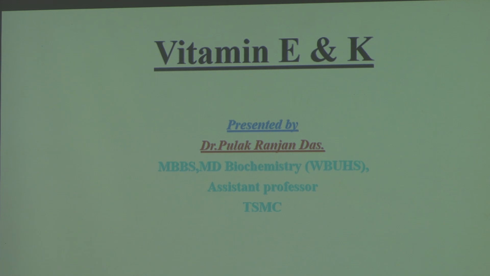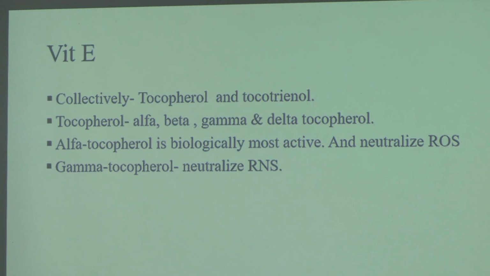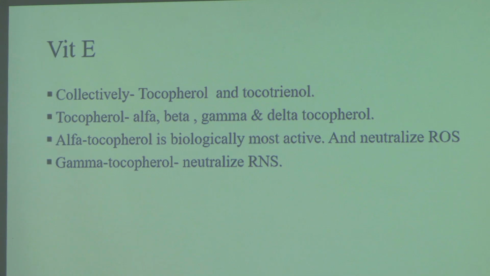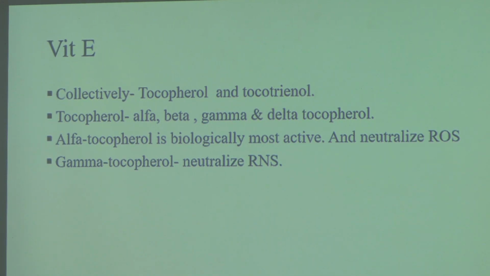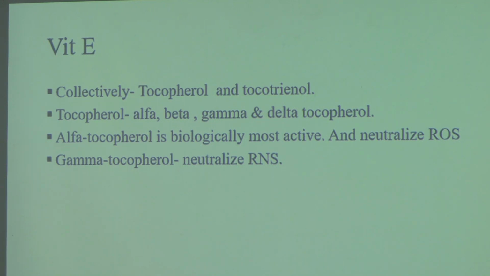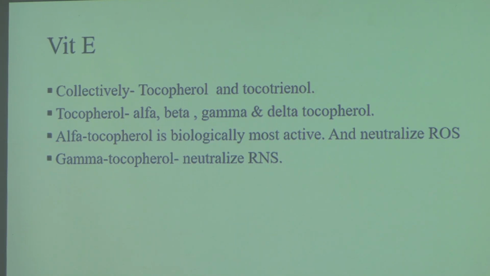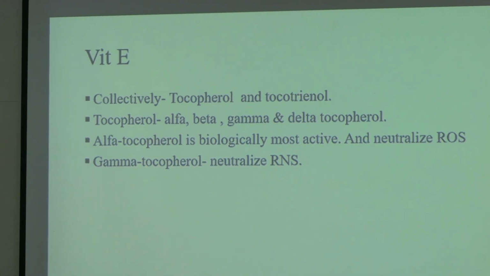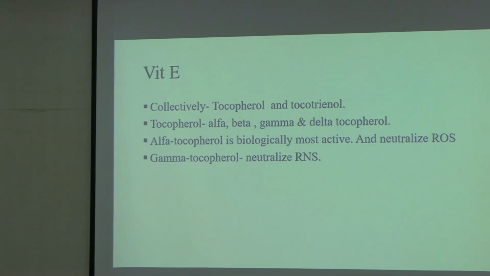Vitamin E, any idea? Let's start. Vitamin E is also called tocopherol, tocotrienol. These are collective terms for vitamin E. Among them, there are several tocopherols present in nature: alpha tocopherol, beta tocopherol, gamma tocopherol, delta tocopherol. Alpha tocopherol is the biologically most active form, while gamma tocopherol is abundant in our food sources.